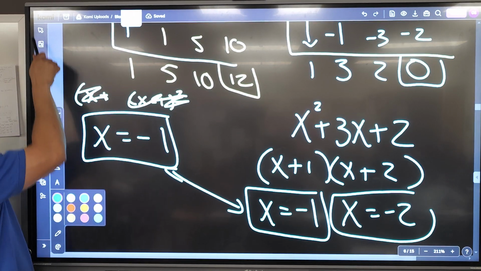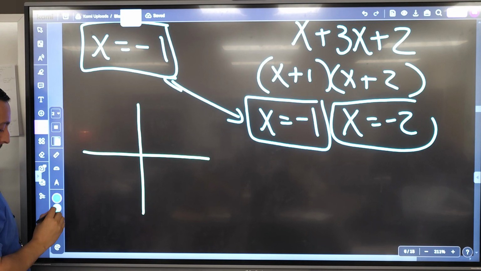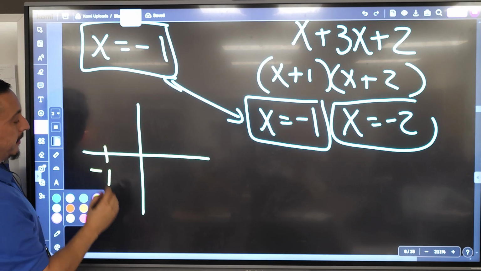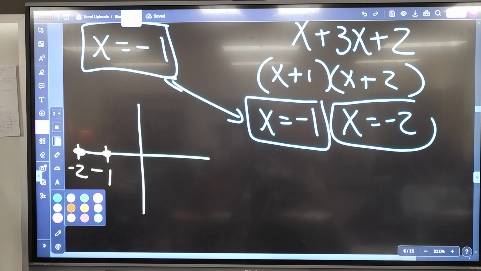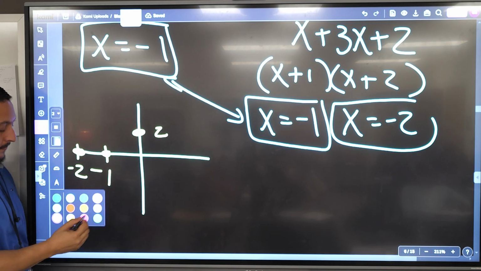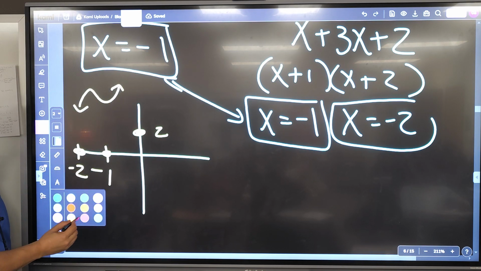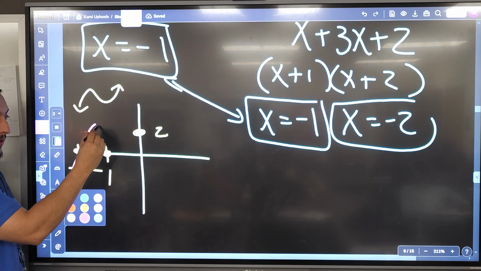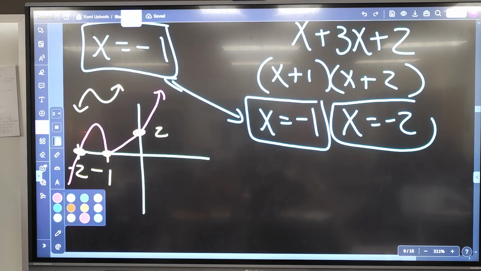Okay, so let's sketch this. Negative 1 and negative 2. Should have done it more over here. What's our y-intercept on this one? It was 2. So we have a 2. Okay, so it's a positive odd function. So double bounce. That's what a double root is. It bounces on it.